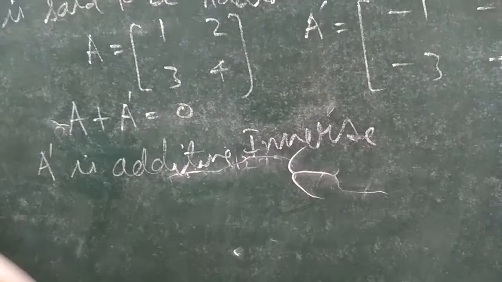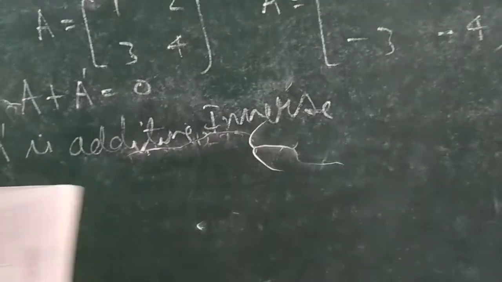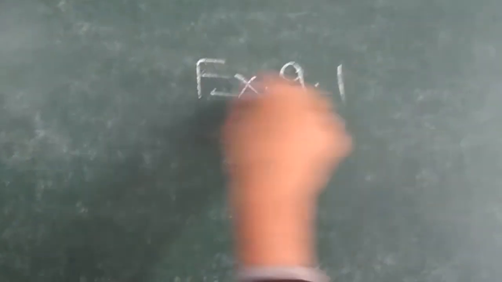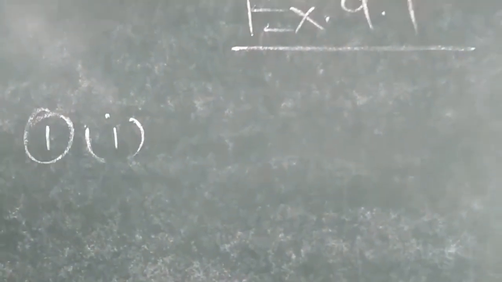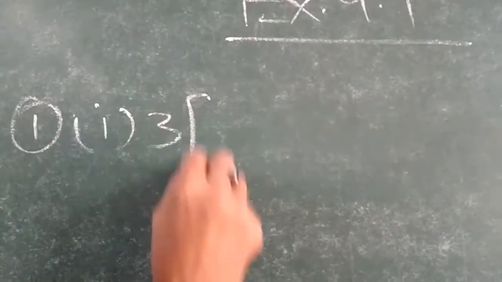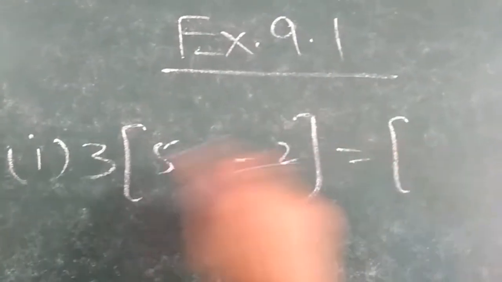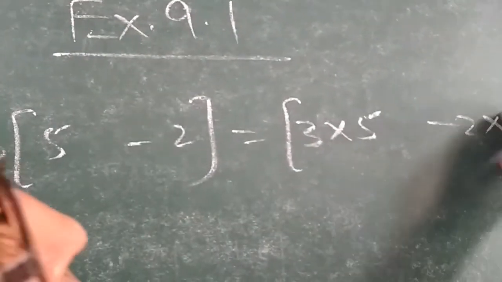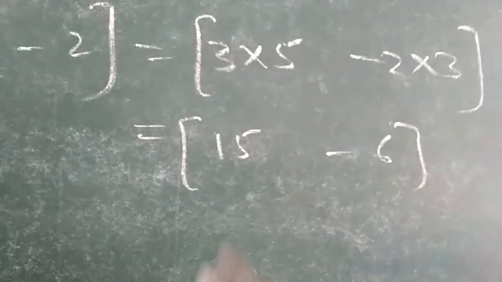Now come to the exercise. Some selected questions. Question number 1, evaluate 3 times the matrix [5, -2]. So you have to multiply a given matrix by 3. 3 is a scalar quantity, so we can directly multiply. 3 into 5 is 15, and -2 into 3 is -6. In this way you can multiply, and the answer is [15, -6].